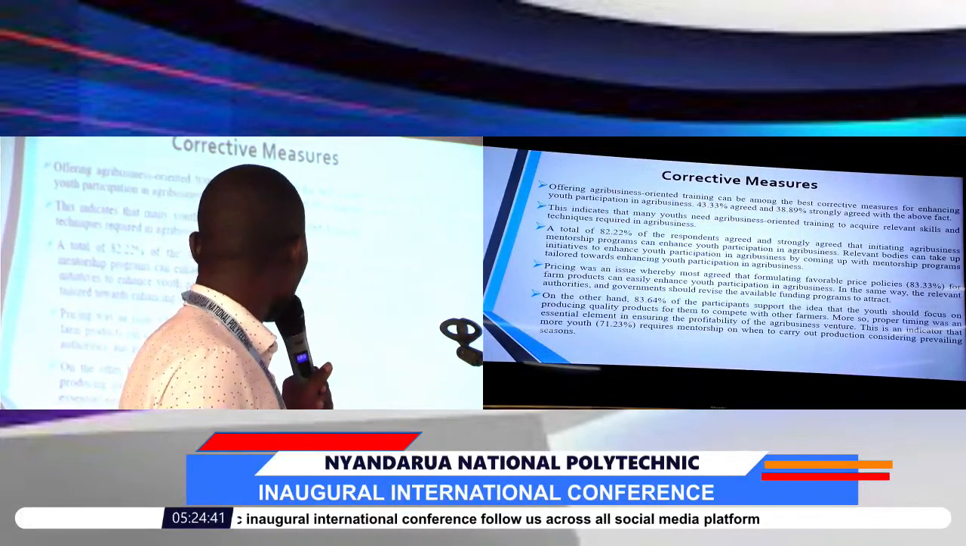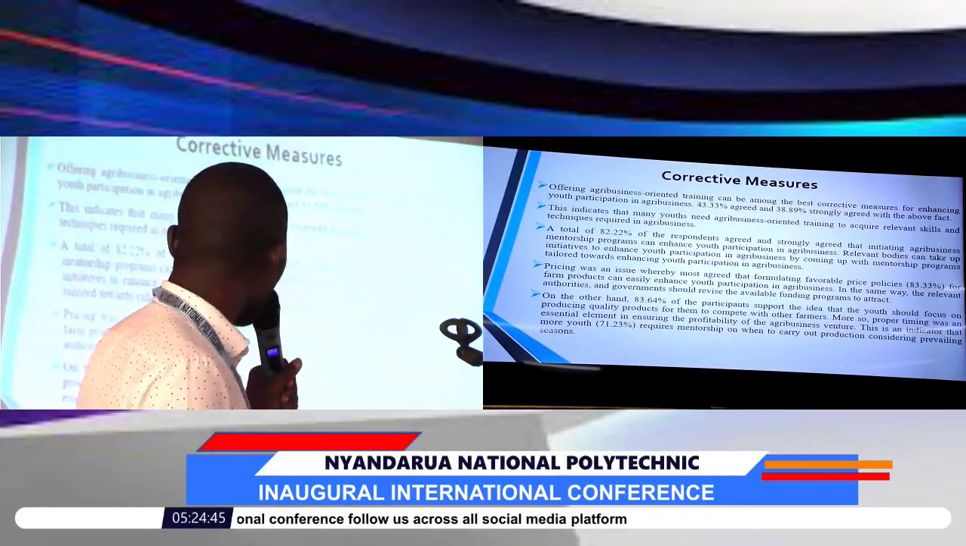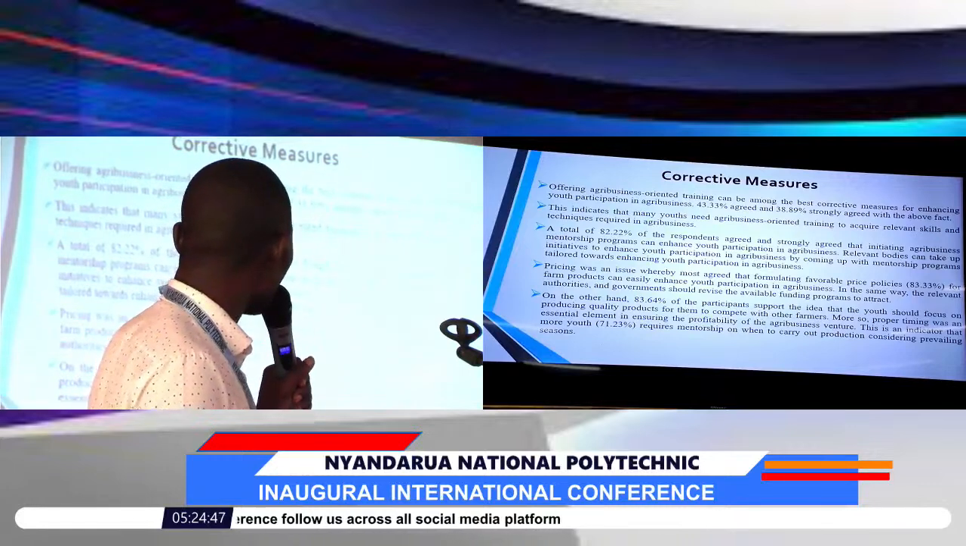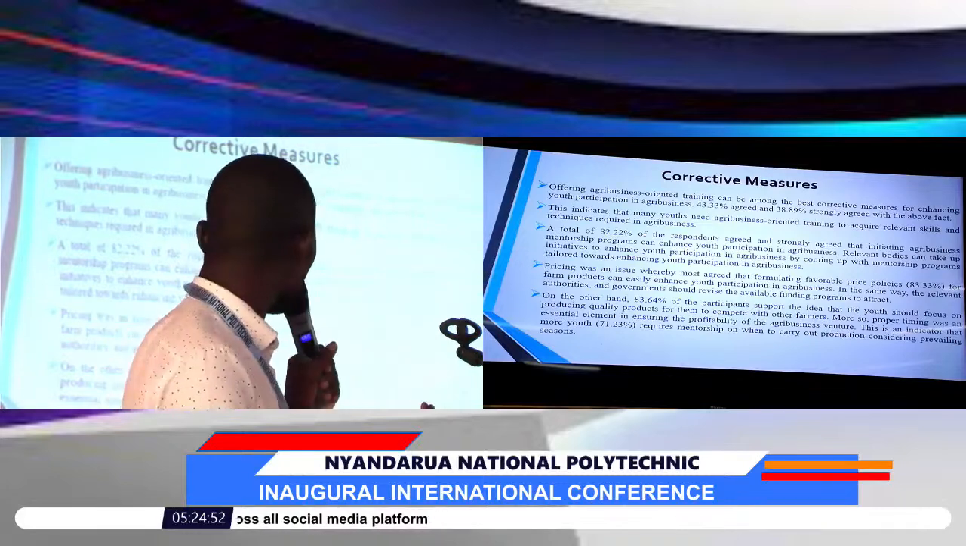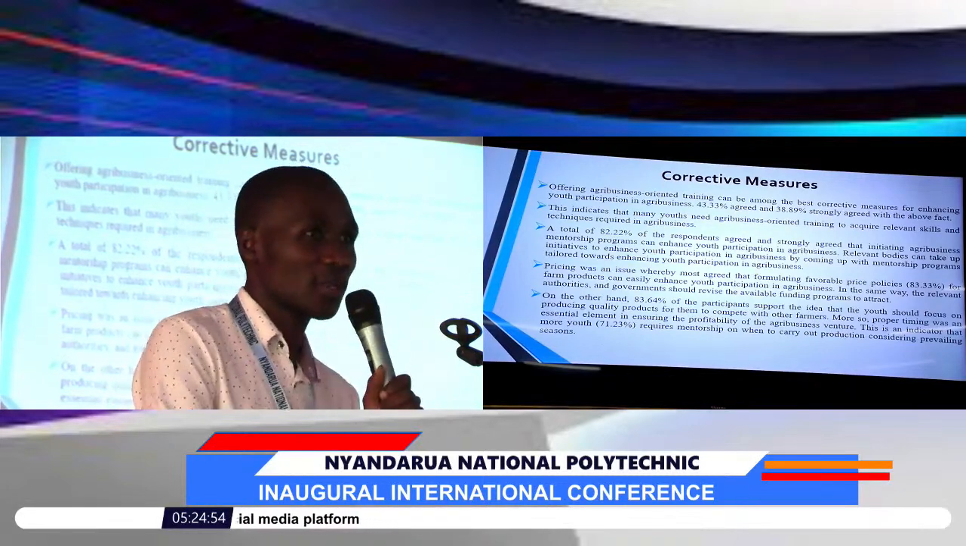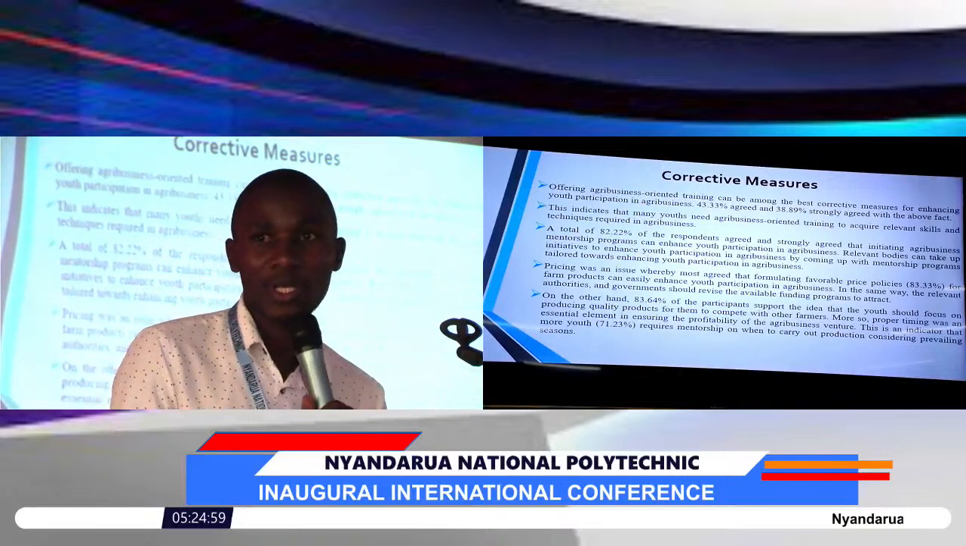Now, in the corrective measures, the research found out that agribusiness-oriented training can enhance youth participation in agribusiness.